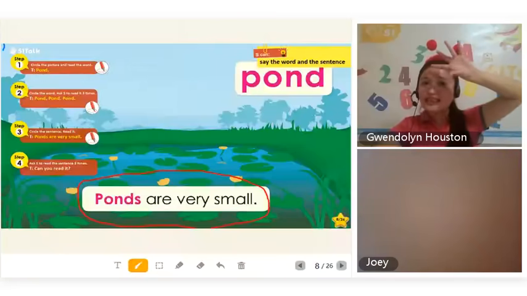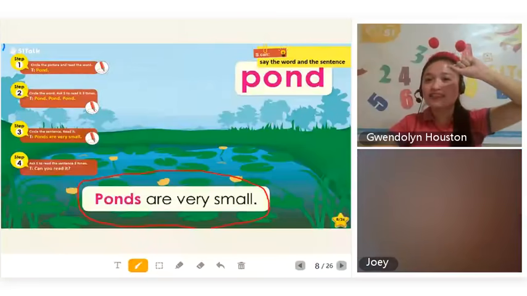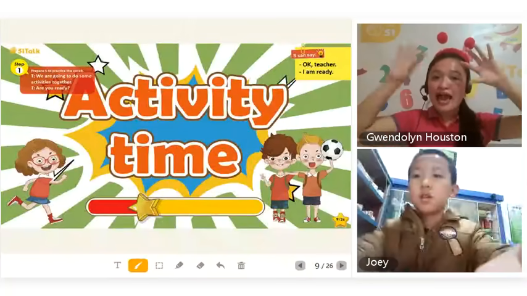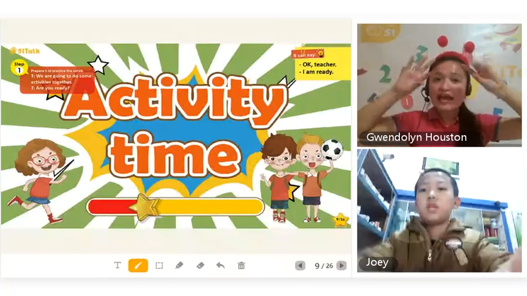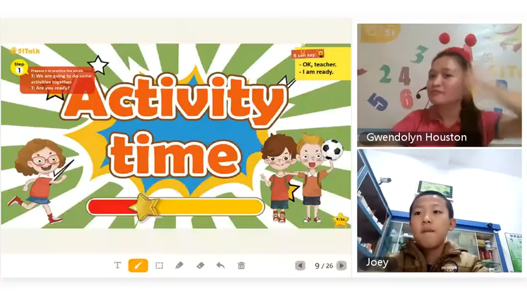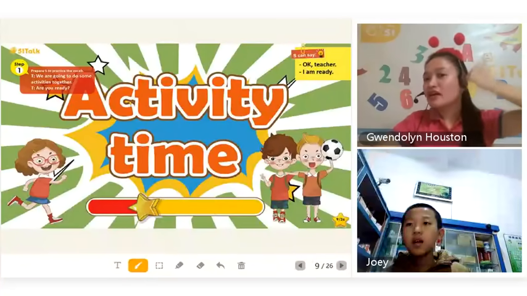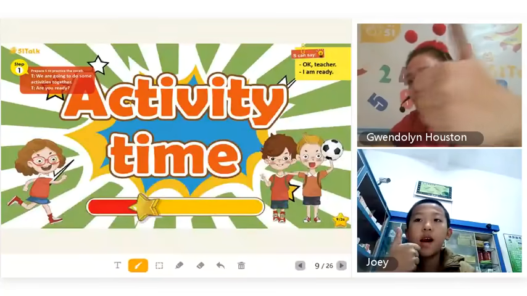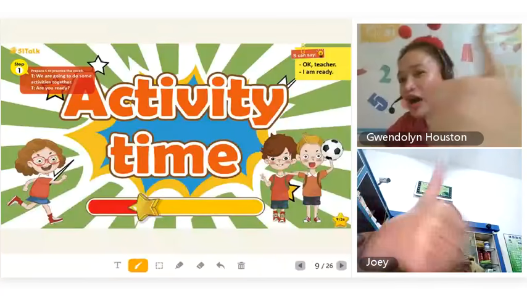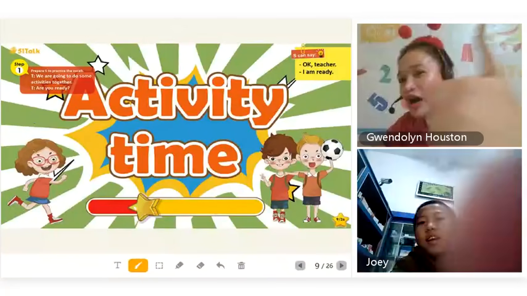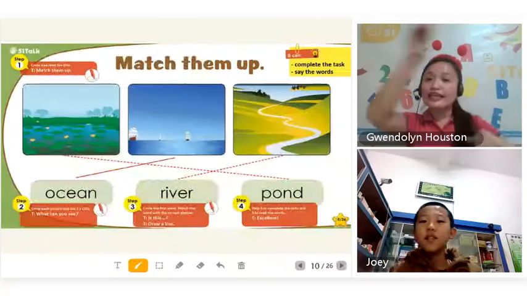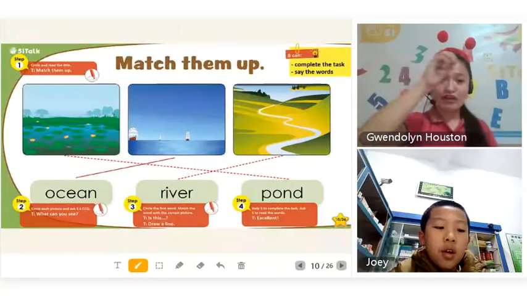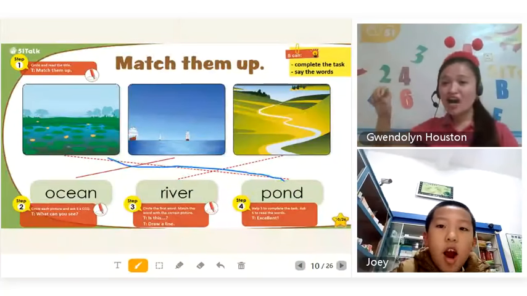And because of that, teacher will give you a star. So now, Joey, let's have some activity. Is that okay with you to have activity? Okay, can you show me your thumbs up first? Thumbs up. Okay, now let's go here. Can you draw and match them up? Where is the ocean? Where is the river? Where is the pond? Go.